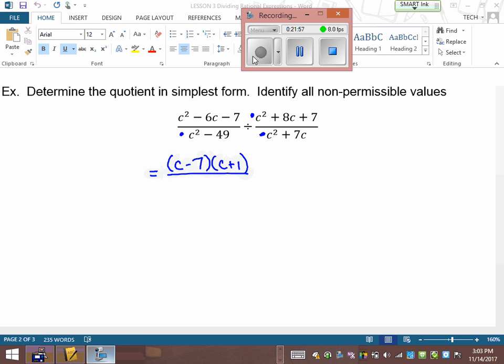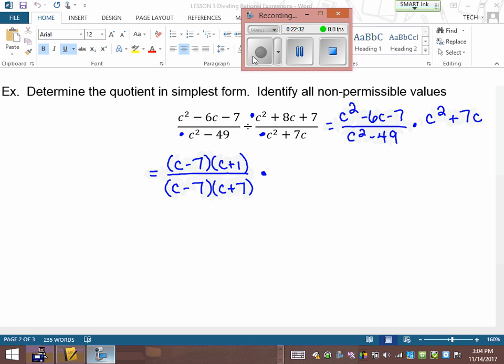What about the bottom left? What about the denominator? It's a difference of squares. So when you do the difference of squares of C squared minus 49, you're going to get C -7, C +7. Then I'm going to do multiplication. So in here, I'm going to do an extra step. I flip and then do it.